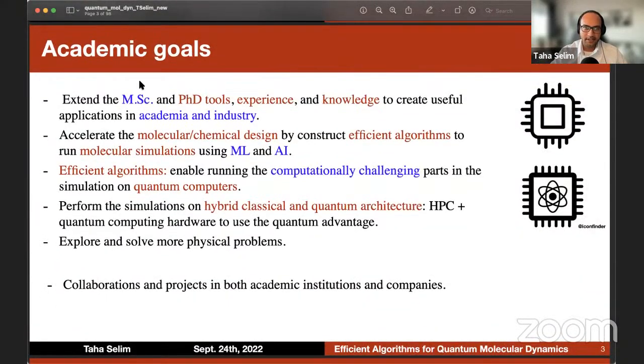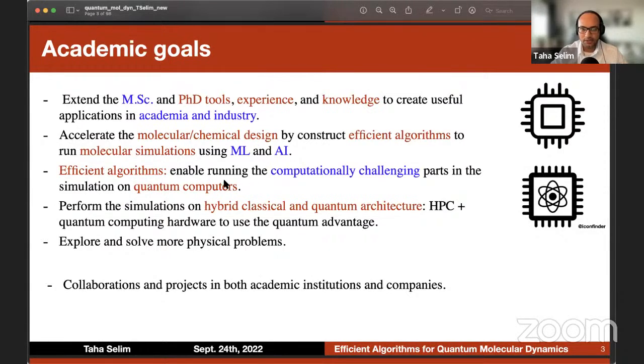For the future, I have academic goals and entrepreneurial goals. For academic goals, I hope to extend my master's and PhD tools and experience and knowledge to create useful applications in academia and industry, but also to help accelerate molecular and chemical design by constructing efficient algorithms to run molecular simulations, also involving machine learning and AI methods.